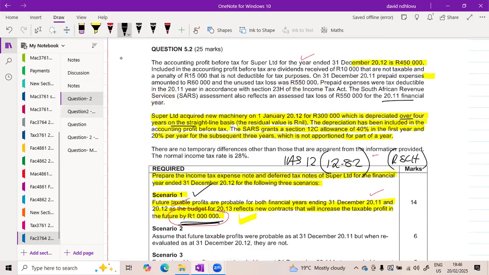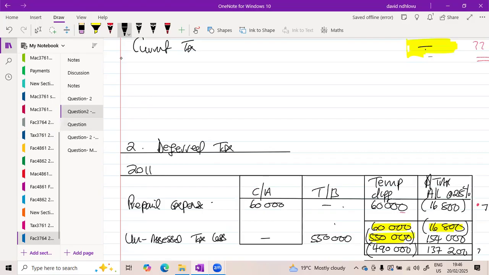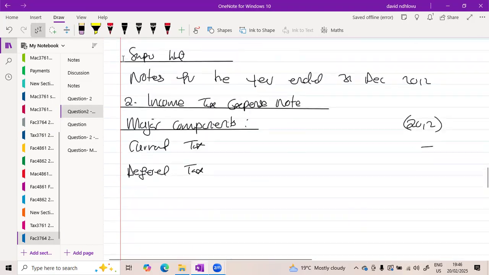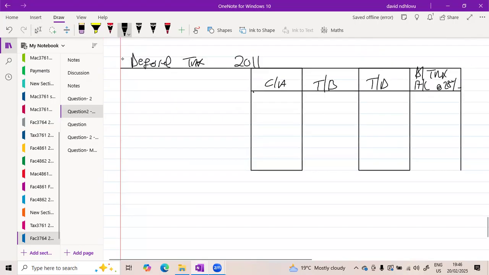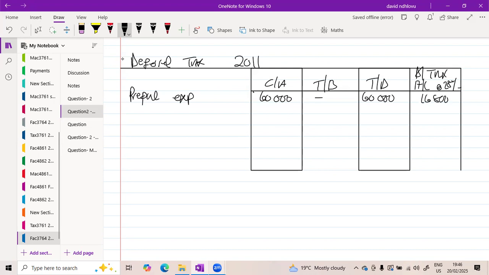But we will have to see if there is different information concerning the deferred tax. It was still the same, 60,000 prepaid expenditure, which gave us 16,800 negative. And then remember, I will look for the total here in unused tax losses. If I wanted, I could have left it like that because this is already a total. Then we bring in unused tax losses.